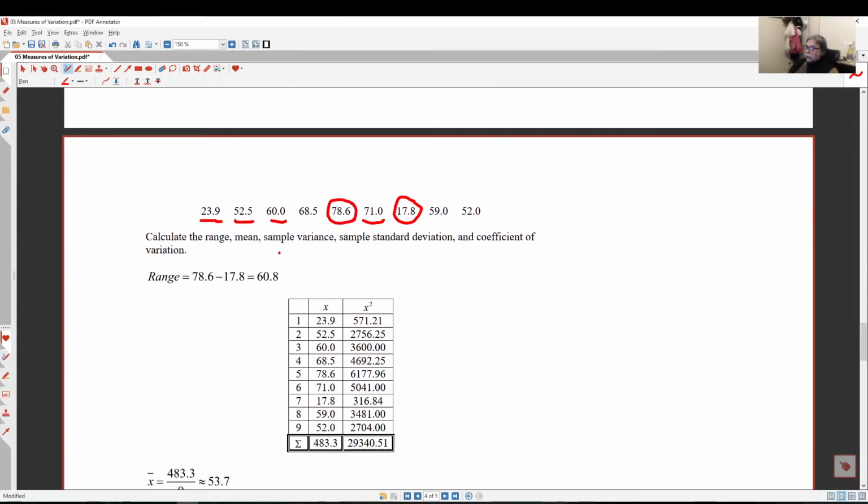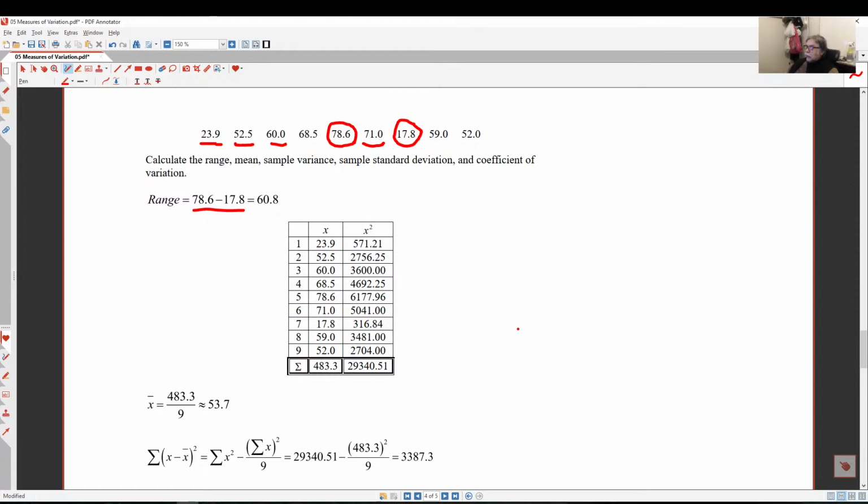So we want to calculate the range. The range is easy to find out. The difference of maximum and minimum is 60.8%. Okay, now I want to calculate the sample standard deviation out of the sample, so I itemize everything here. Nine things. You got 9 things here. 23.9, 52.5, and on you go up to the 52. Sum it all up because I need to calculate the mean. I get 483.3. To calculate the mean, the average success of the nests in this sample of 9 is 53.7% success.